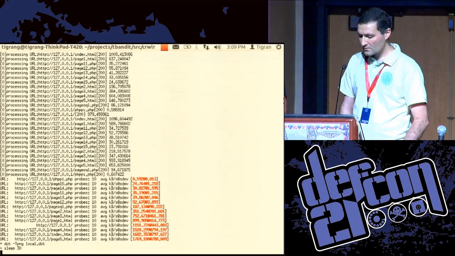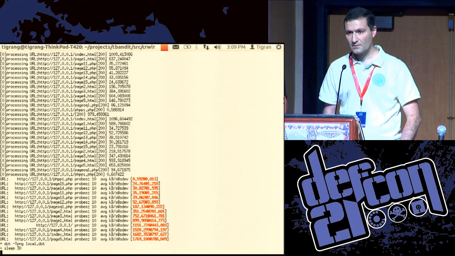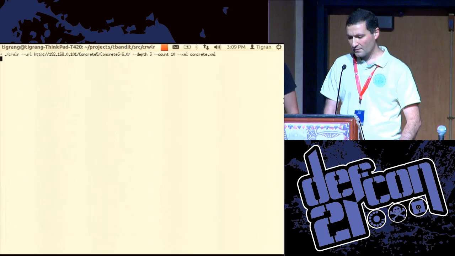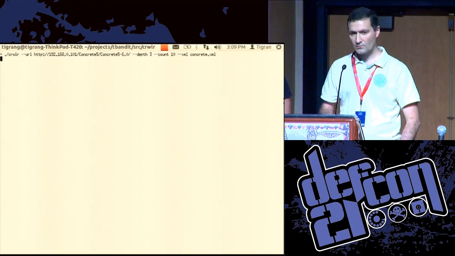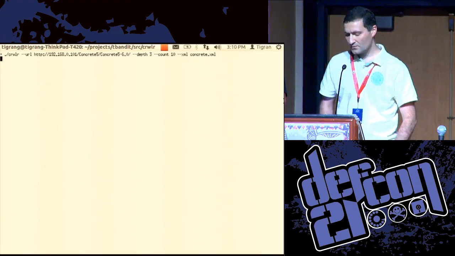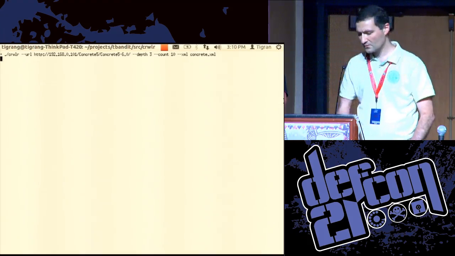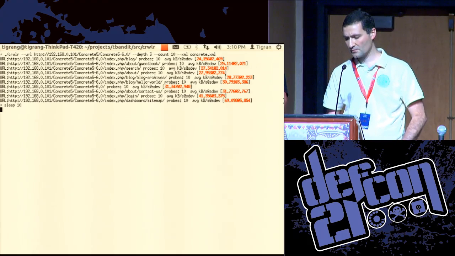So next, the tool is going to scan a real website built with a concrete CMS. We give it the URL to start with, how deep into the website to go, and how many measurements for each resource to take, and write all that into concrete.xml, which will be processed later. It's crawling right now, so once it's done, it will generate the XML.